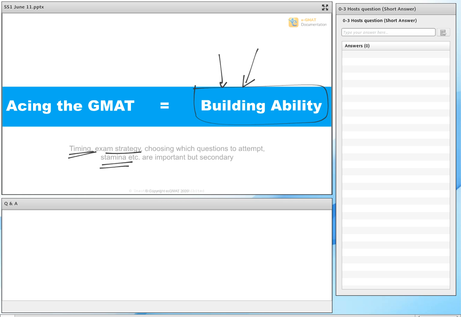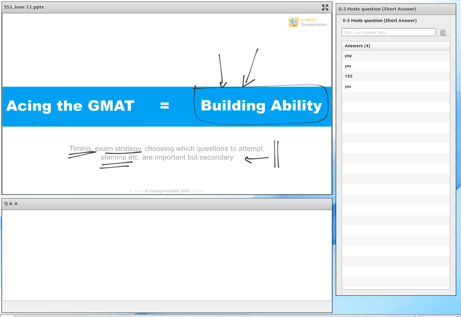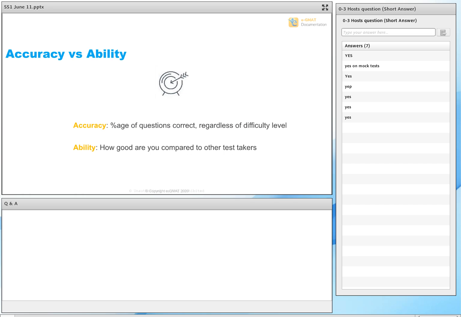If you don't have ability, all of these things, even though they're important, are not going to help you get to that high score. You won't even be able to get to a 650, forget about a 730 or a 740. Is there anyone here who focused on these things early on in their preparation and ended up with a score lower than 650? Yeah, you don't even get to a 650, forget about a 730. So the first thing I want you to focus on is that you build ability. Okay, so let's talk about what this word ability is, because ability is not an abstract term in the context of the GMAT.